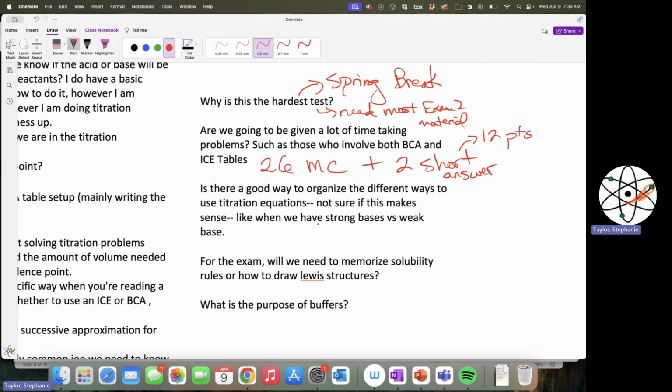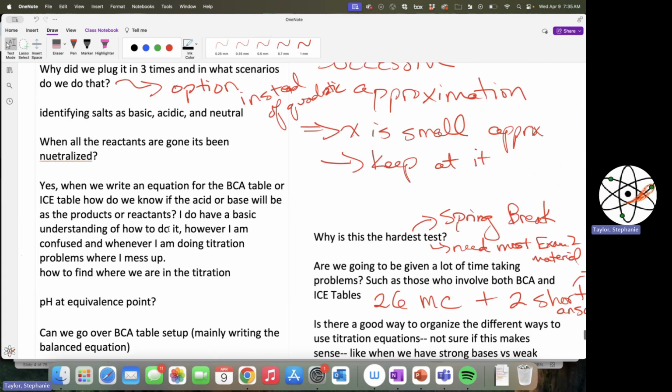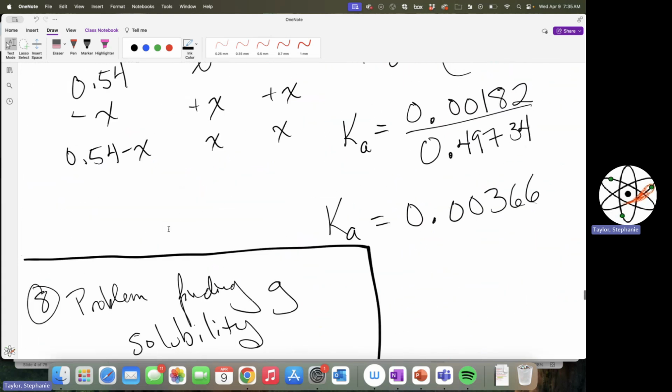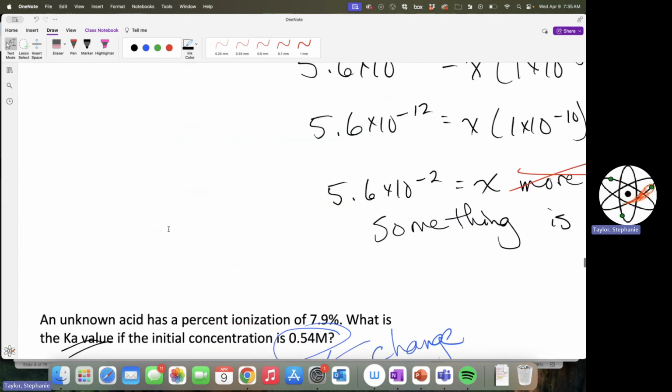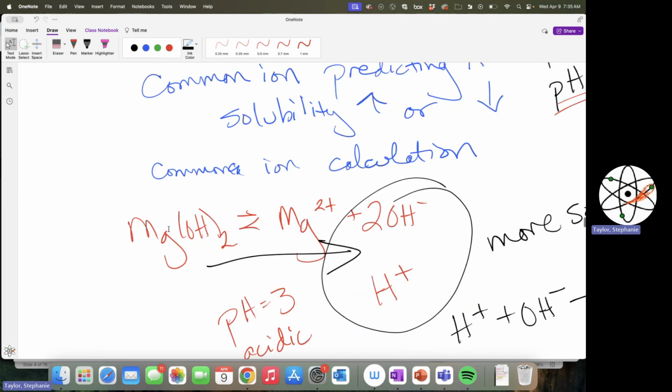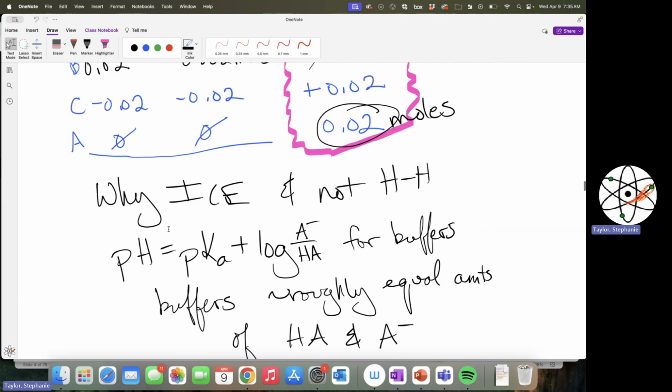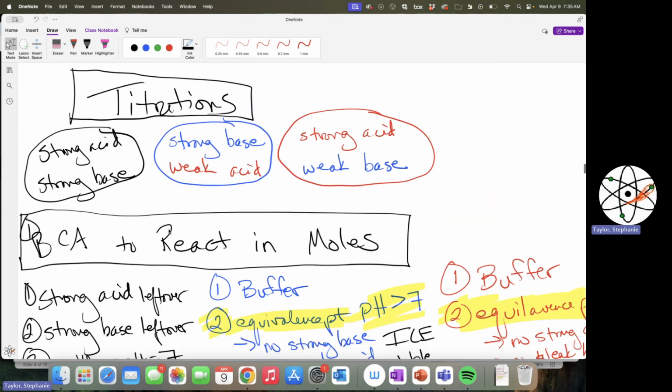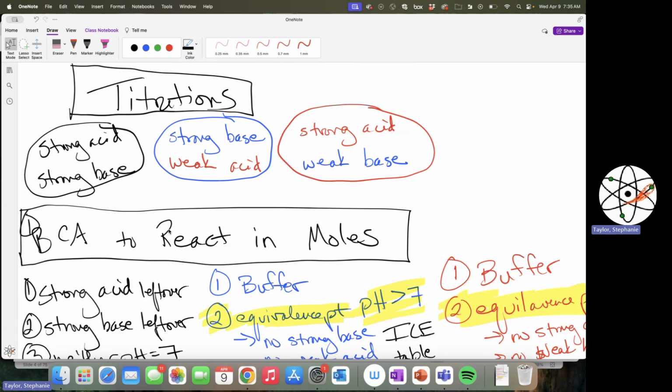Is there a good way to organize the different ways to use titration equations, like when we have strong bases versus weak bases? So I went ahead and left this one in here. I actually tried to address this one during the exam review, but there are times when questions are asked in different ways and it feels like a different question. So I'm going to come back up to here where I've got titrations and I've got 3 kinds: strong acid, strong base, weak acid, strong acid, weak base.